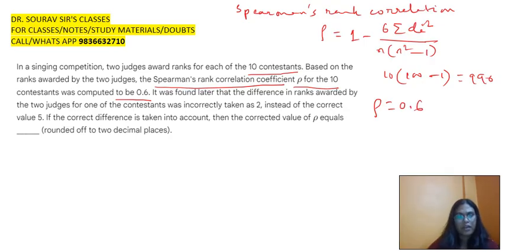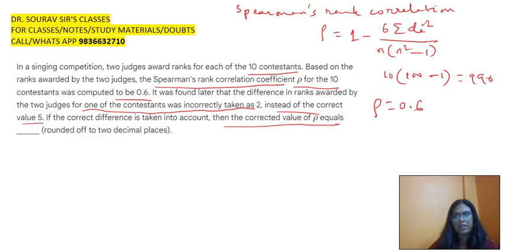Now, it was found later that the difference in ranks awarded by the two judges for one of the contestants was incorrectly taken as 2 instead of 5. So in summation di square, one value was taken incorrectly. Now, if the correct difference is taken into account, then we have to find the correct rank correlation. So let's solve this.